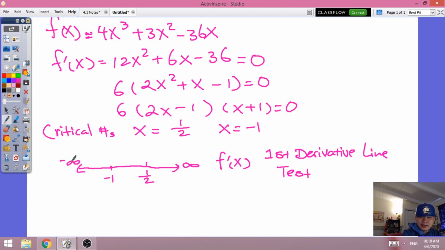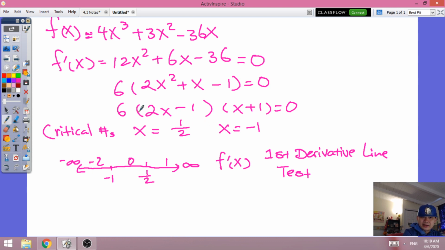So let's select any number here, any number from negative infinity to -1. I'll pick -2. For the interval between -1 and 1/2, I would like to choose 0, an easy number. And for 1/2 to infinity, I would like to select 1. Now let's plug the numbers into the first derivative and see what that is.